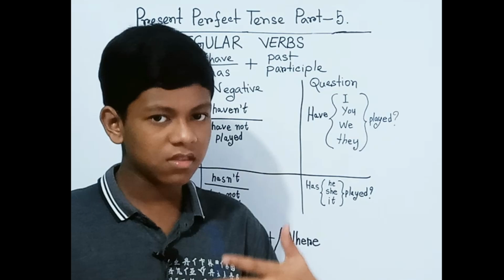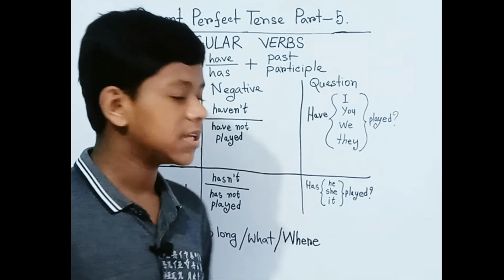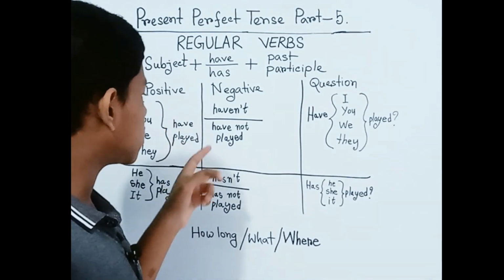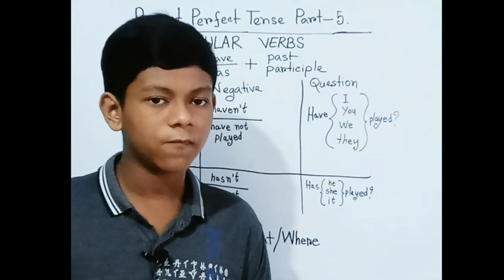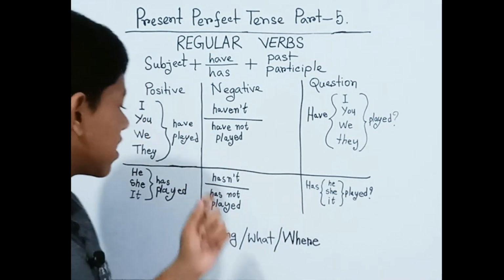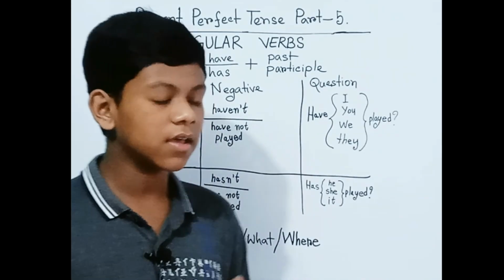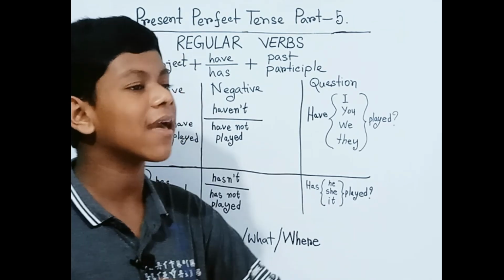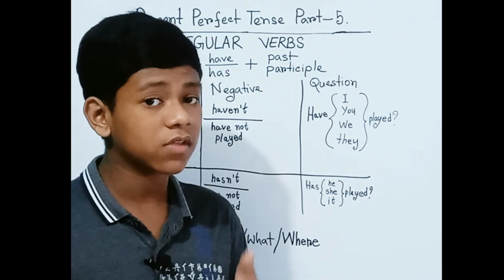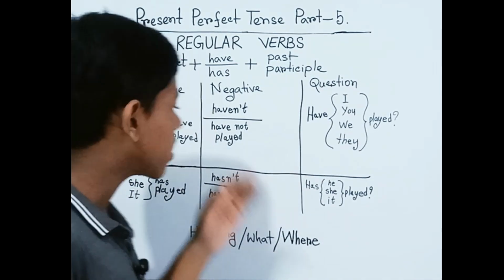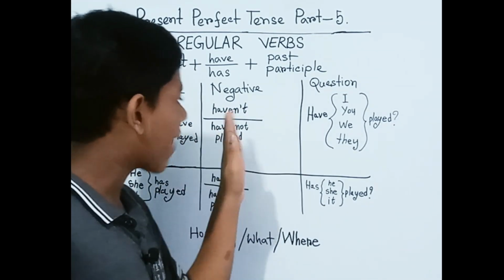Then we will understand the negative. In the negative, there are two ways you can do it: one is formal and the other is informal. For example, haven't, hasn't, and their other forms are have not, has not. Formal is always used in academic places or very polished contexts, and informal is used in close everyday speech. So we can say both ways: haven't played, have not played.